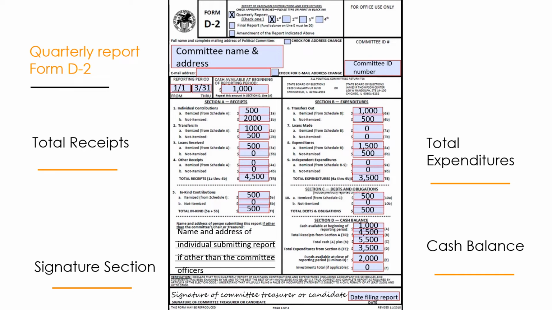Let's look at an example. In this example, amounts have been entered to reflect the total amounts for each category of receipts. All the receipts in this example total up to $4,500, which is reflected in the receipts total line in Section A. Furthermore, in this example, we have stated that the committee received $500 in itemized in-kind contributions.